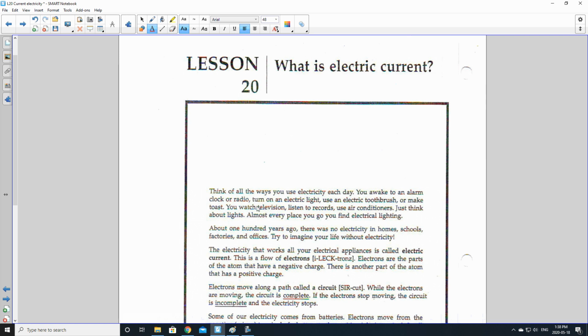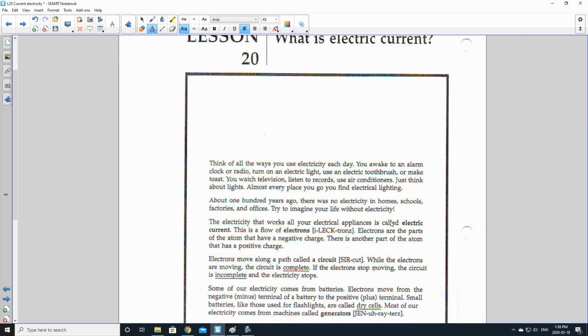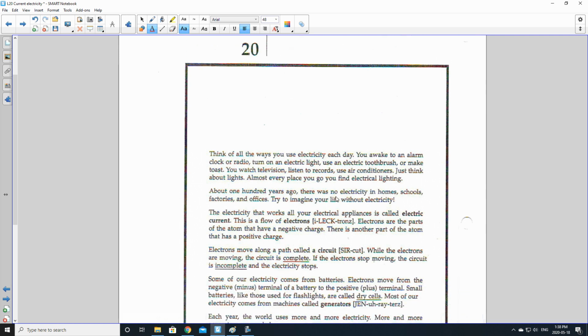You might turn on an electric light, or you might use an electric toothbrush, or you make toast. You watch television, you listen to records, you use air conditioners. Just think about lights. Almost every place you go to, you find electrical lighting. About 100 years ago, there was no electricity in homes, schools, factories, and offices. Try to imagine your life without electricity.